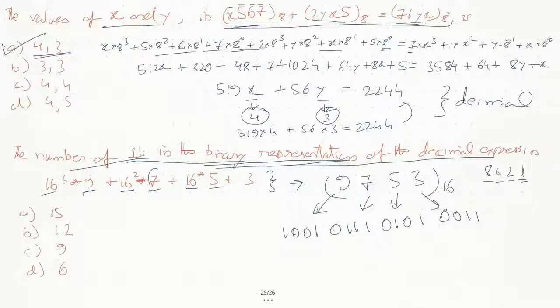Okay, now it is just a simple matter of counting the number of ones in here. So 1, 2, 3, 4, 5, 6, 7, 8, 9. Okay, a total of 9 ones, right? So the correct answer is 6.